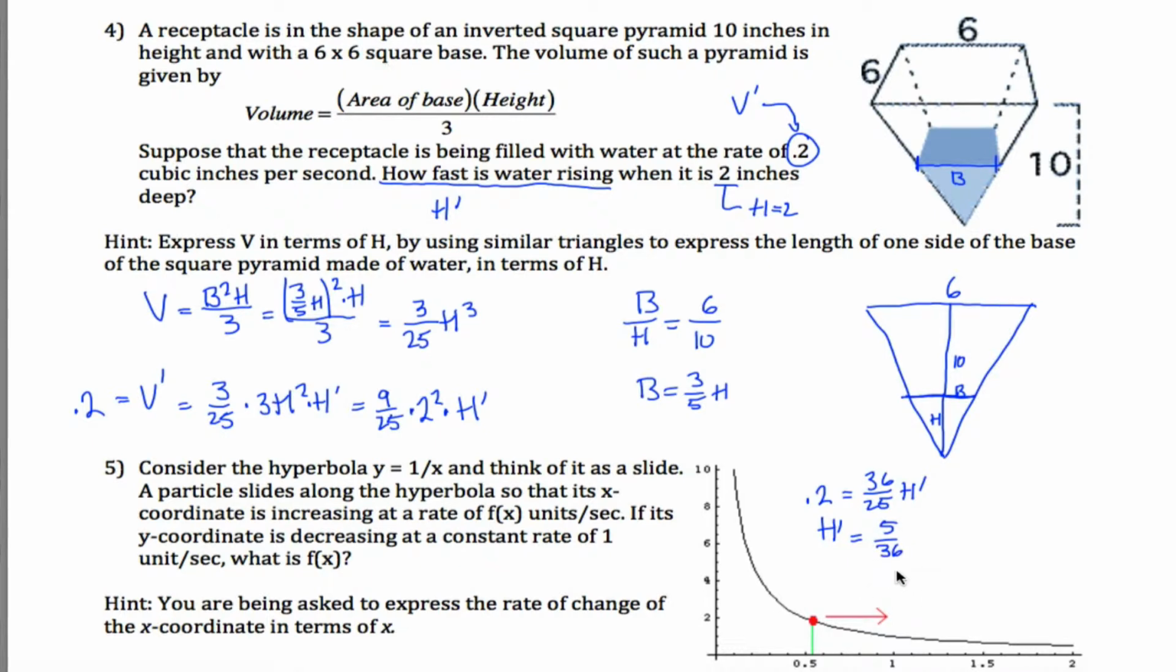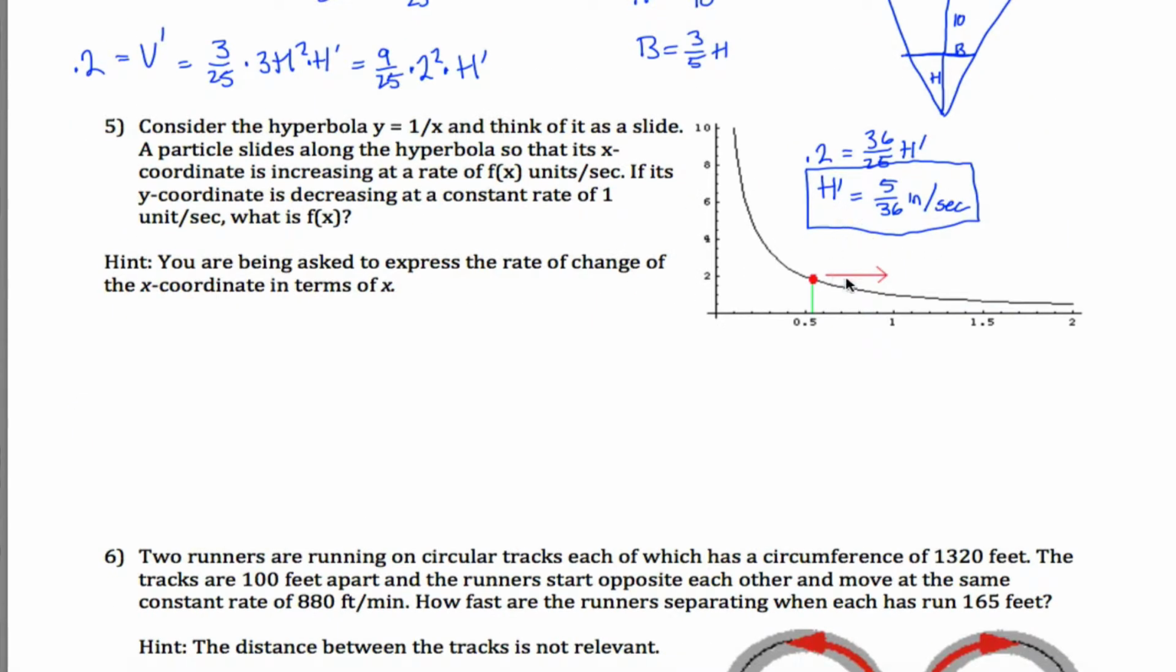And if you care about units, I guess you could figure it out. I think everything was in inches, and these rates are per second. So if you really cared about units, you'd put those in there. I don't, but I'll do it anyway. 5 over 36 would be my answer.